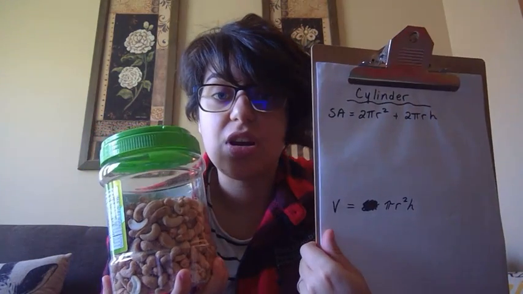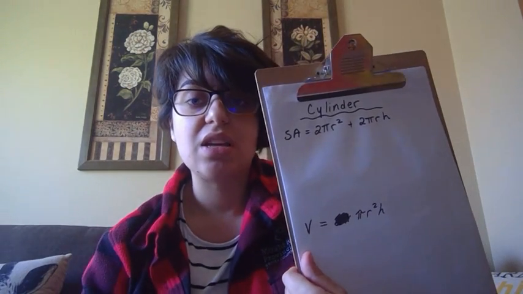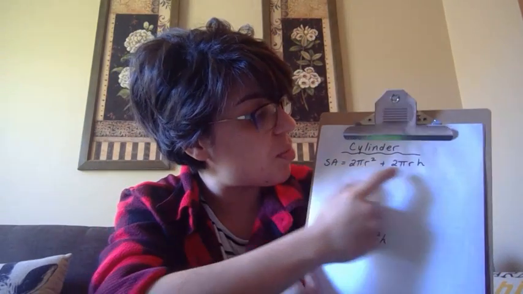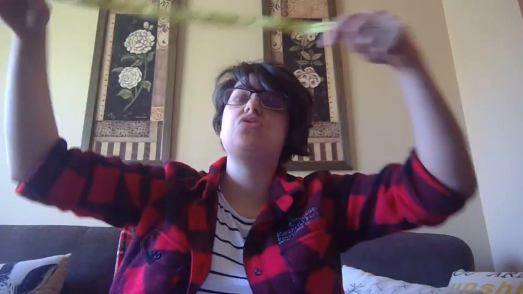Hey guys, for this assignment I chose a bucket of cashews as my object in my house. It is not a perfect cylinder, but it's close enough. So to find the surface area and volume of this jar, I need to use these two equations which I got off of our formula sheet. So what I need to measure is my radius and my height, because all of my equations use R and H. So I'm going to grab my measuring tape here.